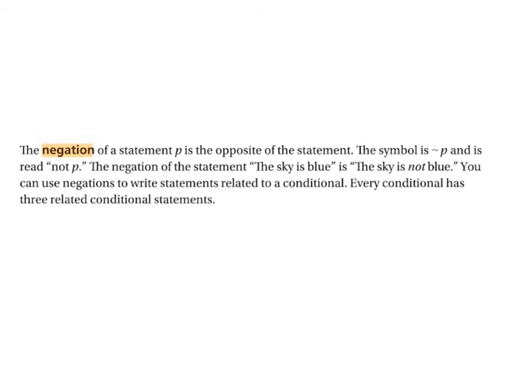All right, so here we're talking about the negation of something, or not that thing. The negation of a statement is the opposite of the statement. For example, and by the way, they use this wavy symbol, which is different in this case than it might be if you saw it for congruent or whatever. That means not P. So the negation of the sky is blue is the sky is not blue. Simple. You can use negations to write statements related to a conditional, the kinds of which we're going to learn in a second. Every conditional has 3 related conditional statements. Let's see what they are.